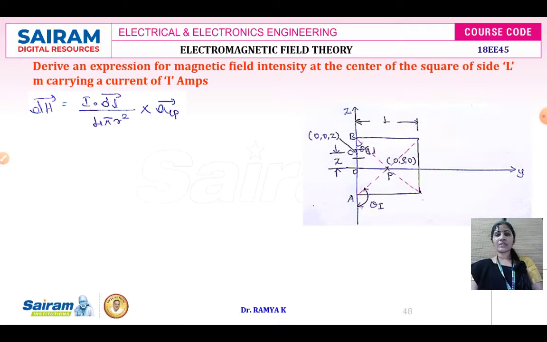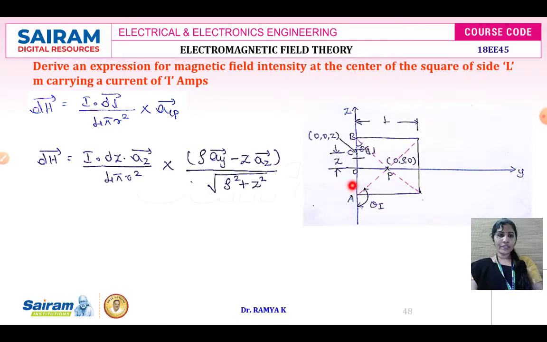According to the Biot-Savart law, we know that the differential magnetic field intensity is equal to the current carrying element I dl divided by 4 pi r square, and it is going to be the unit vector between the cause and effect. Since point P is the place where we want to identify the value of magnetic field intensity, point P is going to be the effect and point C is going to be your cause.